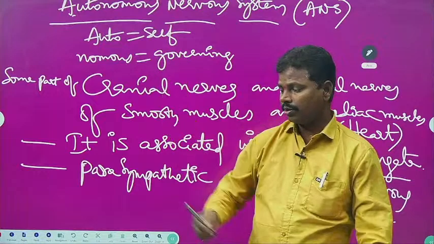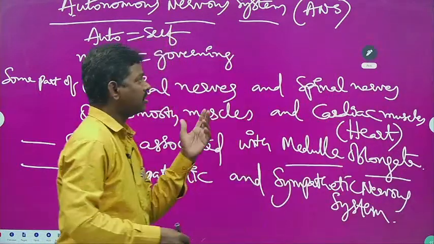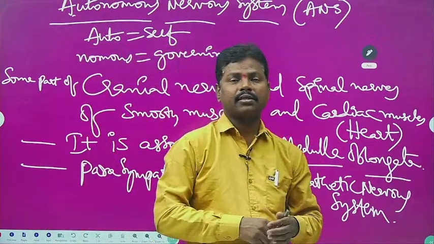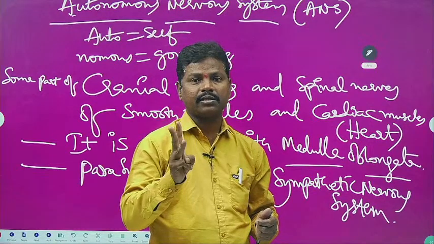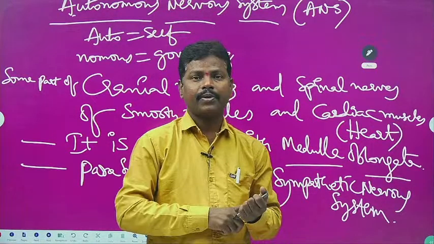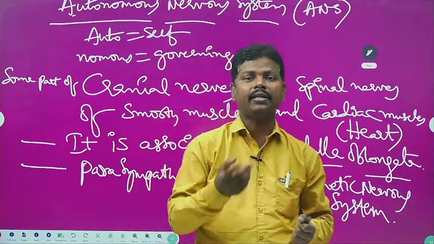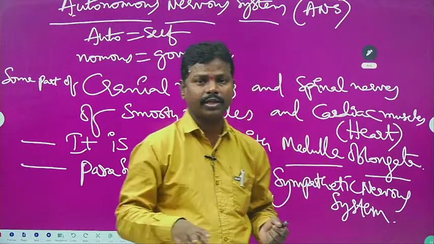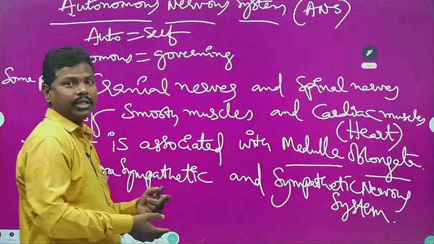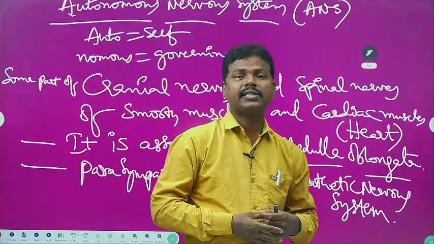Now, up to now we discussed the three types of nervous system. What are they? Central nervous system, peripheral nervous system, and autonomous nervous system. Now we are going to discuss reflex actions.